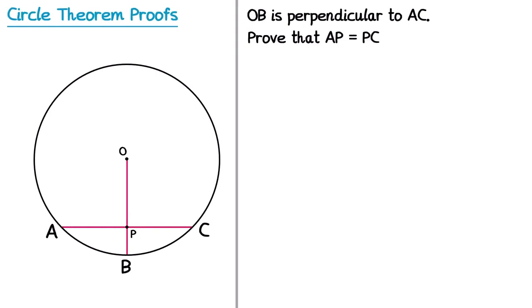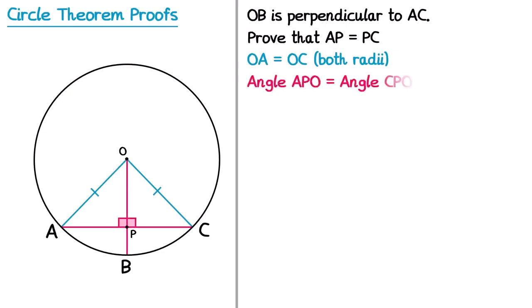We're going to start this proof like we have many proofs so far by drawing on some radii. We're going to connect up from O to A and O to C. And since they're radii, they're both equal in length. So let's write that down, OA equals OC, because they're both radii. Now we're told in this question that OB is perpendicular to AC, which means they cross at 90 degrees. So we can mark on some right angles here and state that angle APO is the same as angle CPO because they're both 90 degrees.